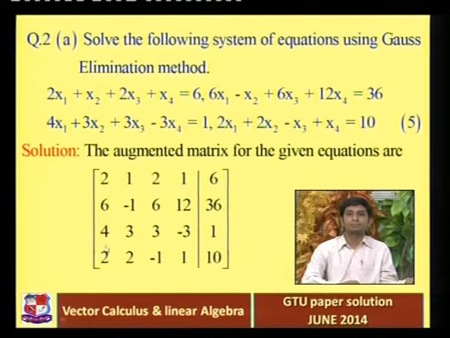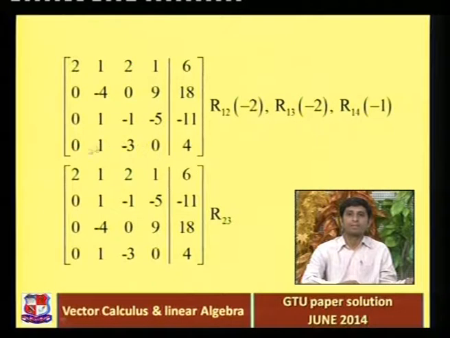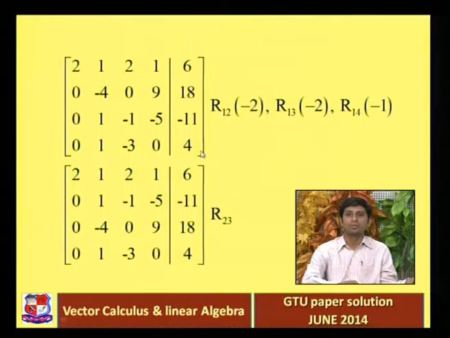Then multiplying the first row by -1 and adding it to the last row, the fourth row. So 2 minus 2, 0, then 2 minus 1, 1, then -1 minus 2, -3, 1 minus 1, 0, and 10 minus 6, 4. So 0 1 -3 0 4.